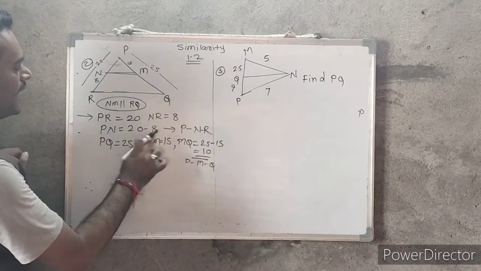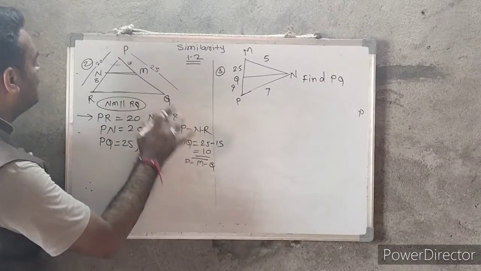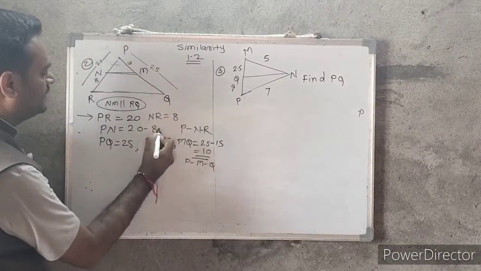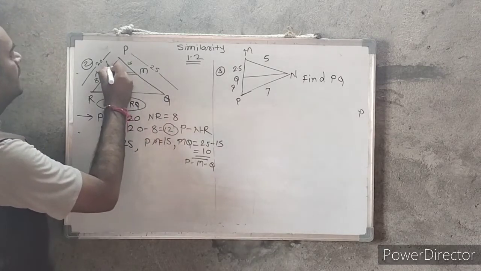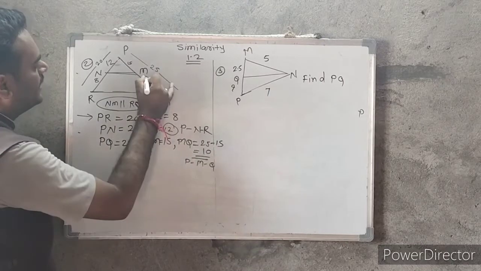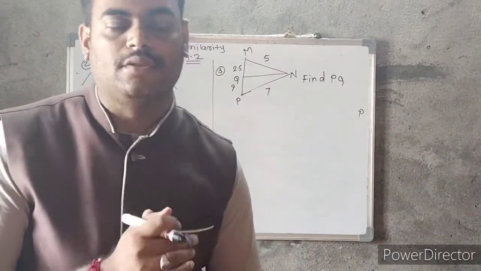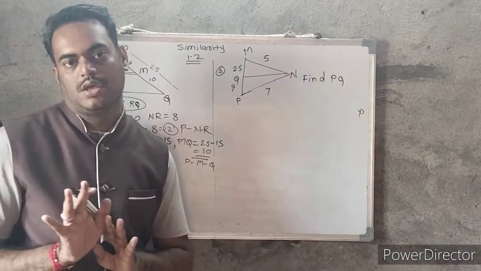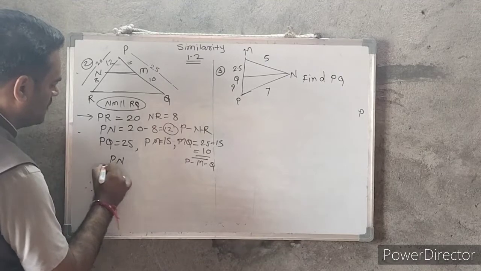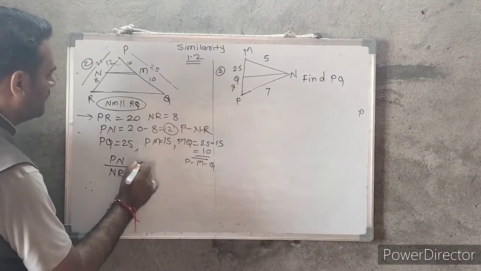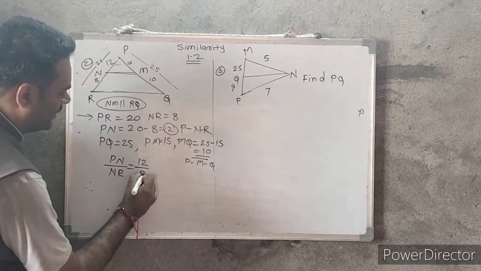Here PN we found, how much did PN come? That is 20 minus 8, that will be 12. And for the second one, we found 12 and this one came to 10. Now we get all four values, that means both sides' four values. So just take the ratio. For example, PN upon NR. PN value came 12, NR obviously is given as 8.